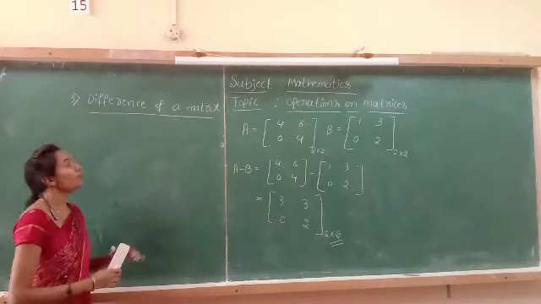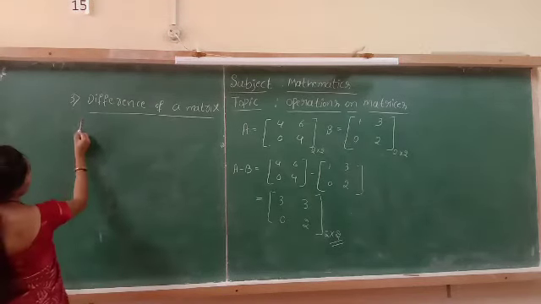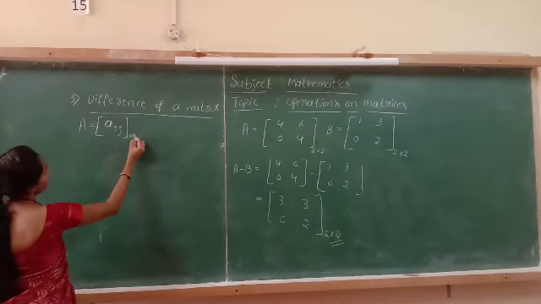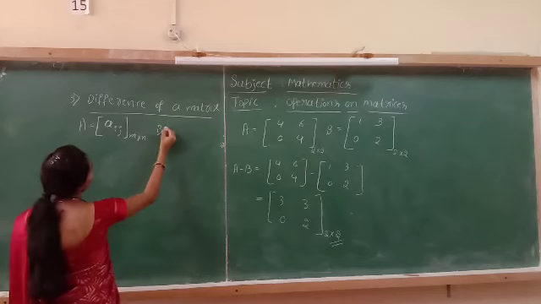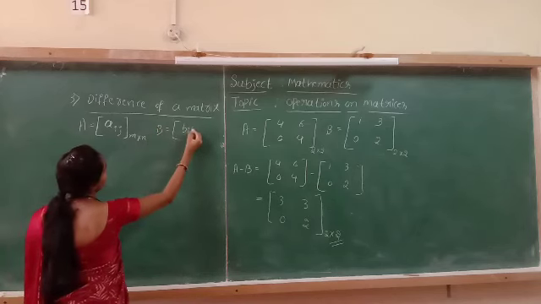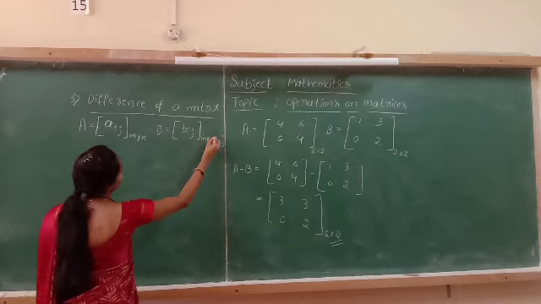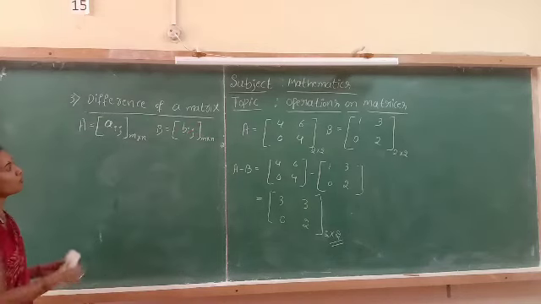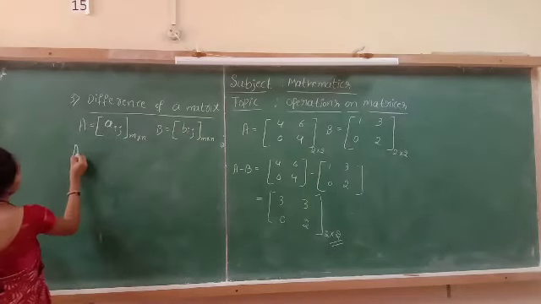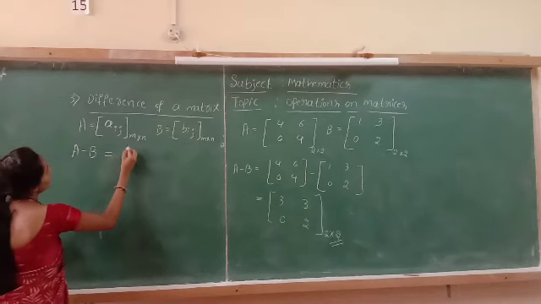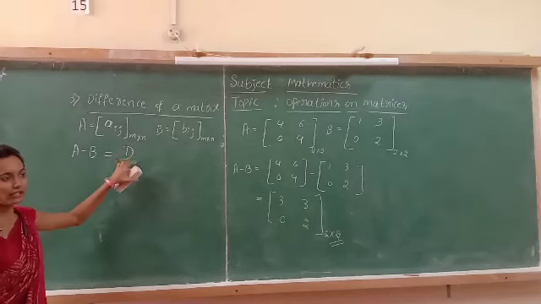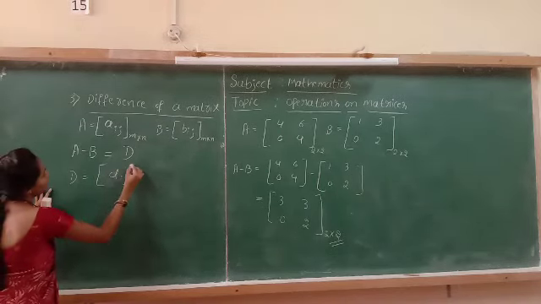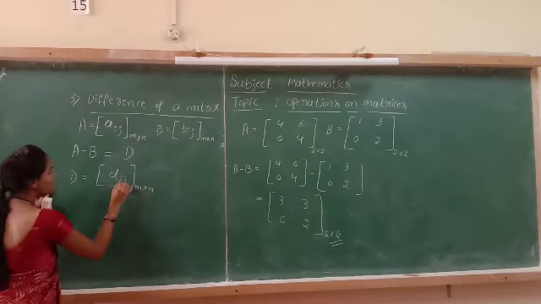Generally, we can state the difference of matrices as follows. Capital A is the matrix a_ij of the order m cross n. Capital B is the matrix b_ij of the order m cross n. These two matrices have the same order. The difference of A and B is taken as A minus B, equal to some other matrix capital D. Capital D is a matrix d_ij of the order m cross n.